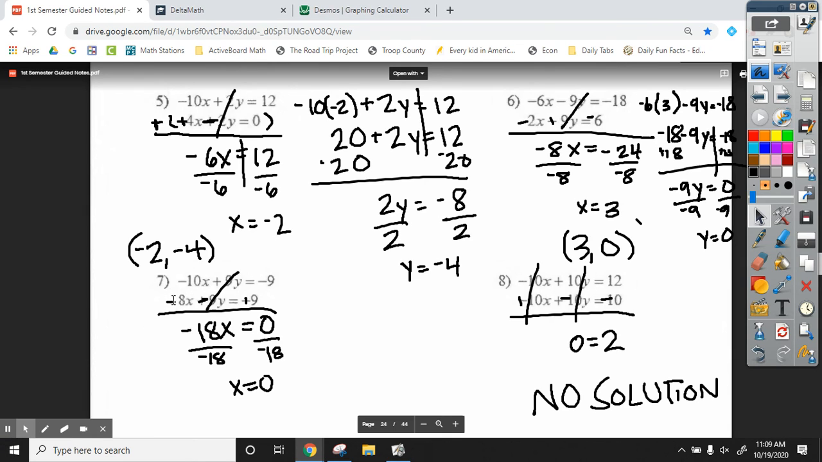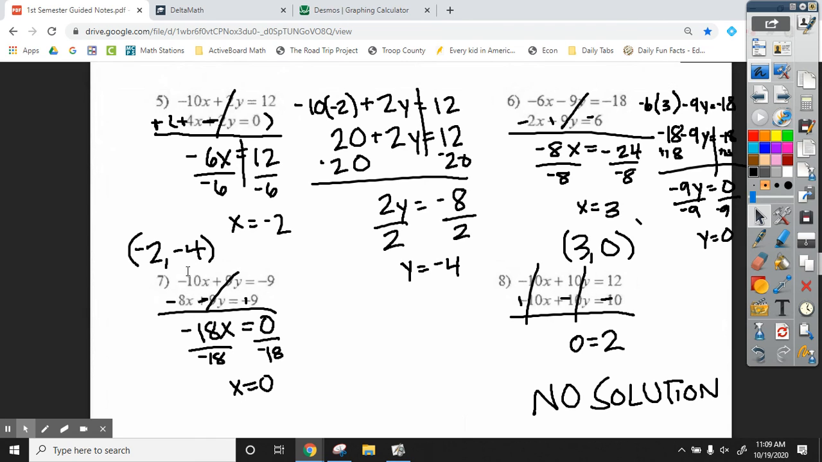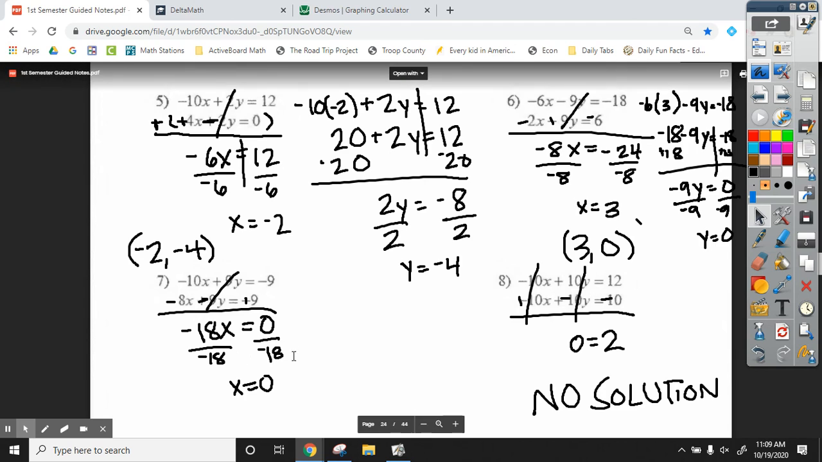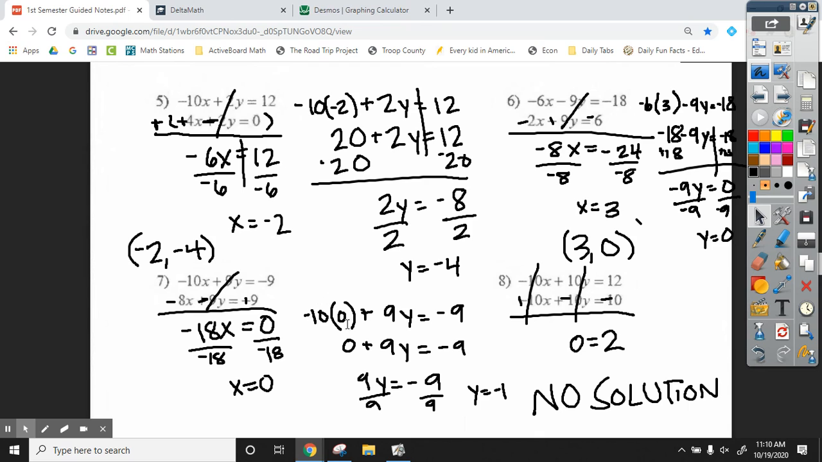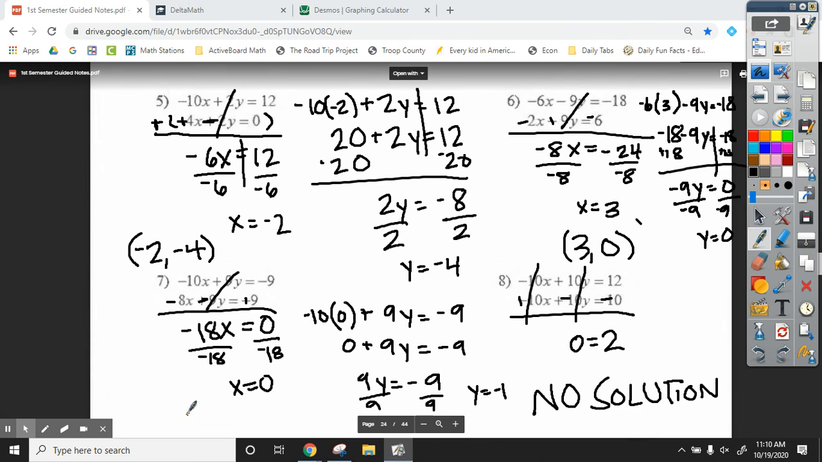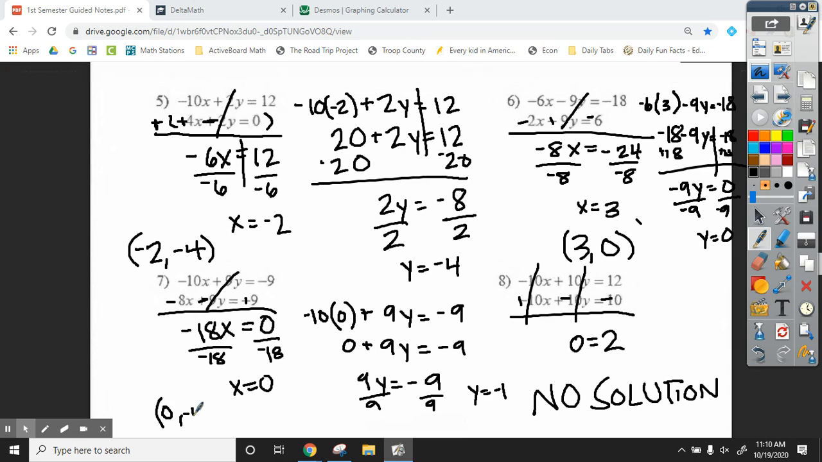When you subtract these, all the signs should change. The y's will cancel out. You'll get negative 18x equals 0. So then you divide by negative 18, and x is going to be 0. Now substitute this in to find y. When you substitute 0 in, negative 10 times 0 is 0. So then we just get 9y equals negative 9. We divide everything by 9, and we get y equals negative 1. So your answer should be 0, negative 1.